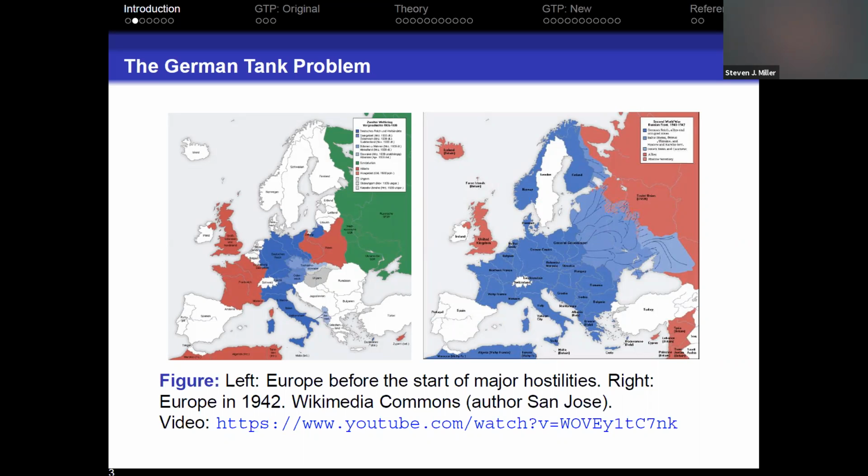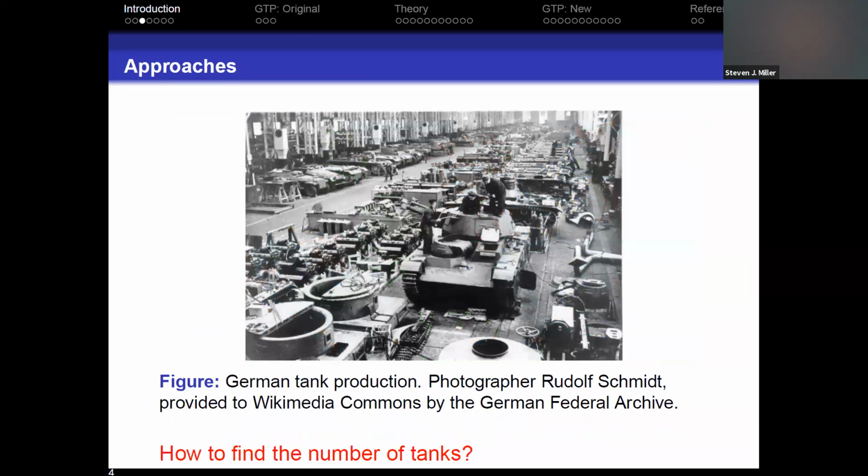When you only have finitely many resources, you have to decide, where do I deploy my forces? How many forces do I need to put in this theater of battle versus another? This was an extremely important problem for the Allies. They wanted to know how many tanks the Germans were producing and how many were being sent to various theaters of battle. So how can you find the number of tanks?